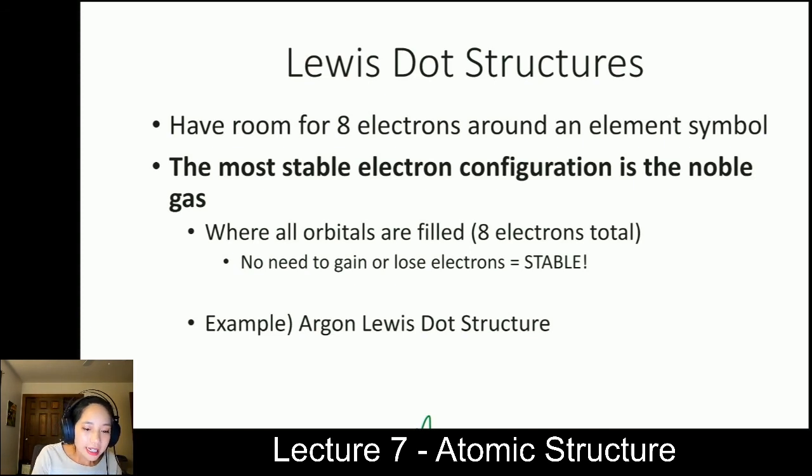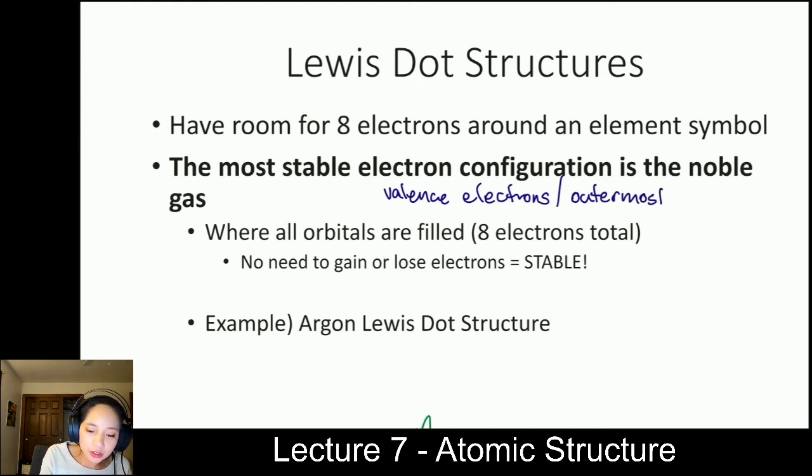All right, so 8 is a significant number because 8 is the most stable electron configuration, which is the noble gas. And what I mean is outermost or valence electrons. So when your valence electrons, when you draw your Lewis dot structure, when all orbitals are filled with 8 electrons, you essentially have a stable element. That element has no need to gain or lose electrons. It's stable, meaning that no reactions occur or will occur.